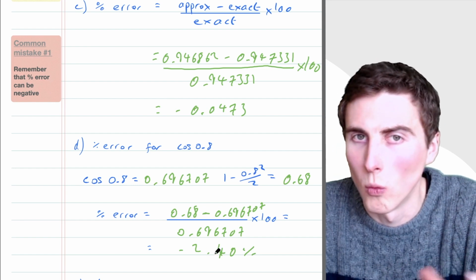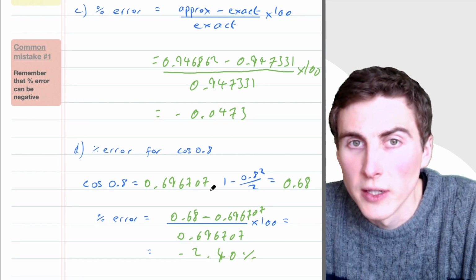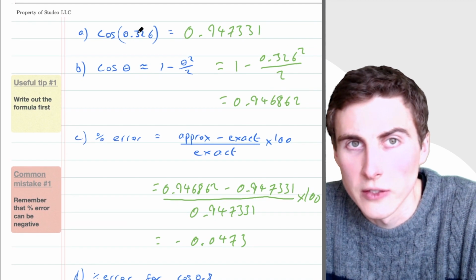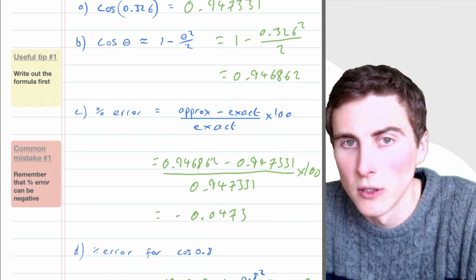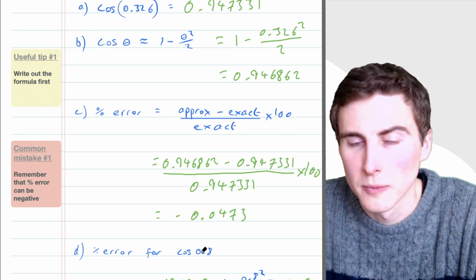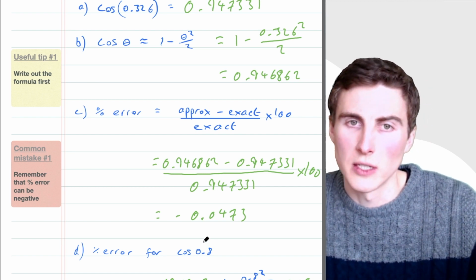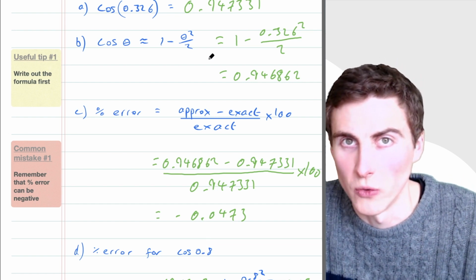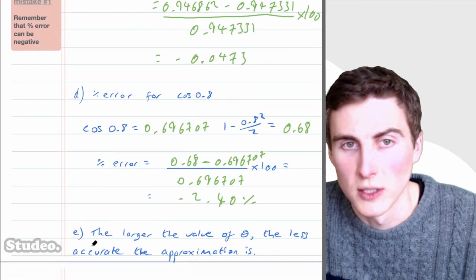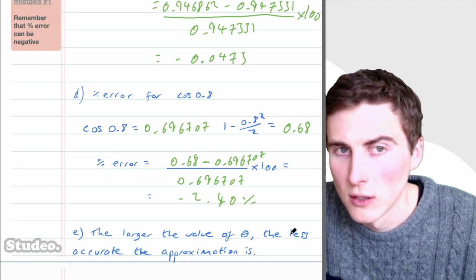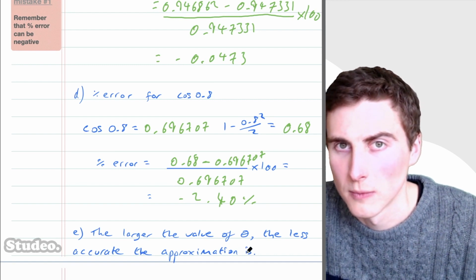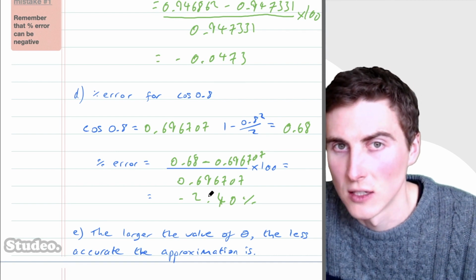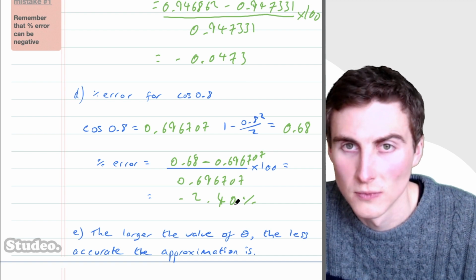And we've got to think kind of why. And the main point is that this is not really a very small angle. Yeah, in the first case, 0.326, that's a pretty small value. 0.8 though is much bigger. Remember, as soon as you get past 0.5 or 0.6, it gets much less accurate to be doing this approximation. So that's always right. The larger the value of theta, the less accurate the approximation is. And 0.8 is much larger than 0.326, so this is going to give a less accurate approximation. And that's it.